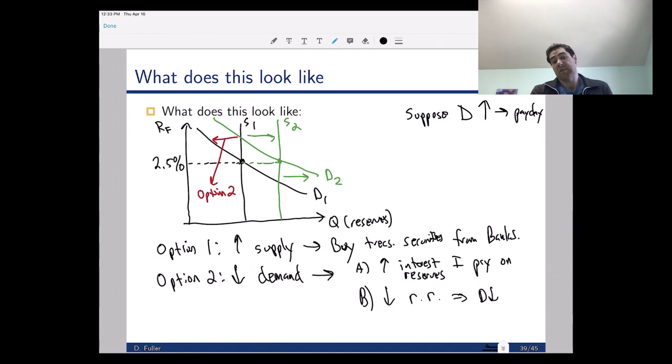So if the Fed gets that just right, then they have undone the effect of the increase in demand, and they've kept the interest rate pegged at 2.5%. So this takes a little practice. You just kind of have to go through and get used to what are the tools the Fed has and how do they work and which direction does it move demand or supply.